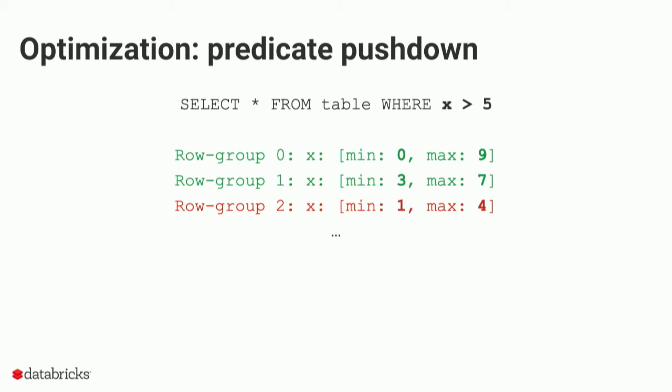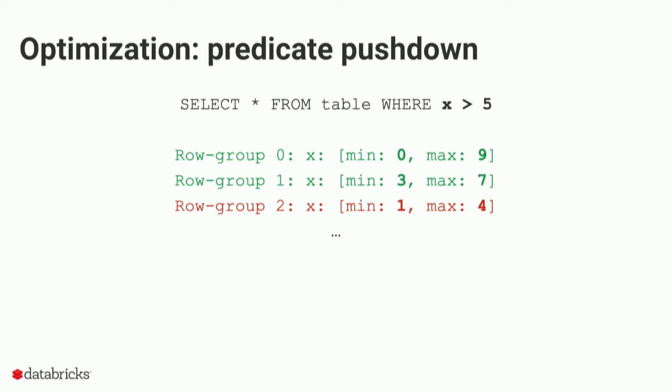So remember I talked about the min-max statistics for the row groups that we have. They're all stored in the footer of the Parquet file. That's one of the first things Spark and Parquet do when reading a Parquet file: you read the footer, and then you have all this metadata at your disposal. And you can leverage this metadata to do row group skipping.